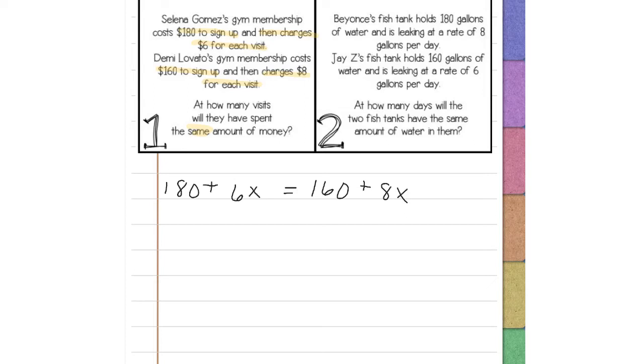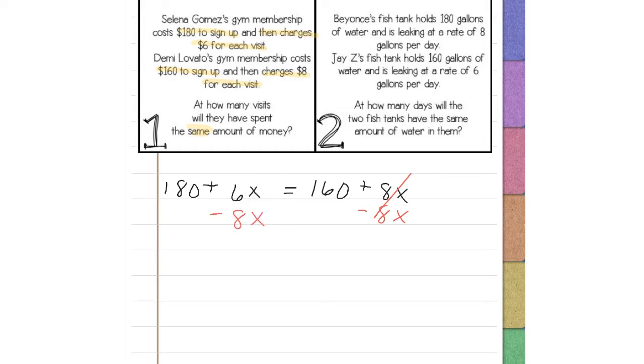So that means that all of my X's are going to go to one side and all of my numbers will go to the other side. So I can start by either moving the 6X to the right or I can move the 8X to the left. It doesn't really matter. You will still get the same answer, right? I'm just going to go ahead and move the 8X because I'm used to it. So the way that I move it, I do the opposite of plus 8X, which is minus 8X. And what you do to one side, you do to the other side.